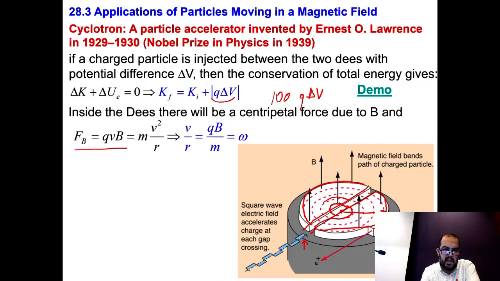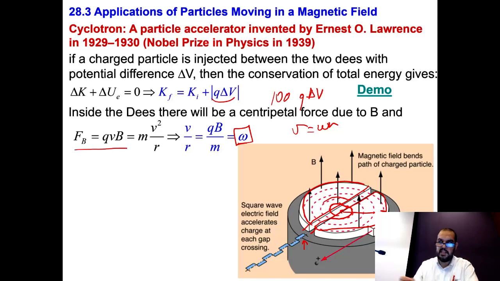We can determine V over R is equal to QB over M. What is V over R? Remember, it's the angular velocity. Remember, V is omega R. So omega, this is what we call the cyclotron frequency. It's really the radial frequency. V over R is equal to the charge, for example, a proton, which is E, times the strength of the magnetic field B divided by the mass of the proton.